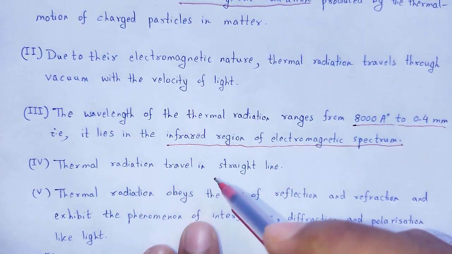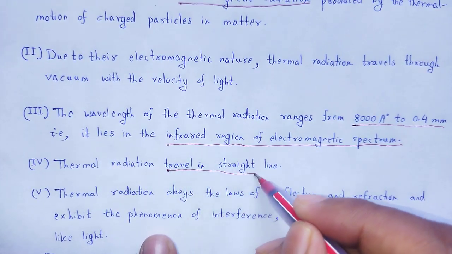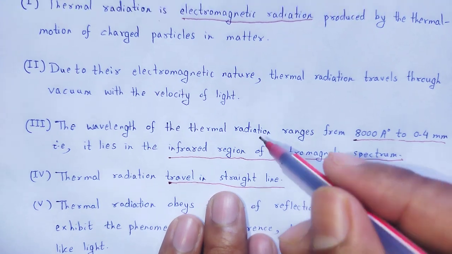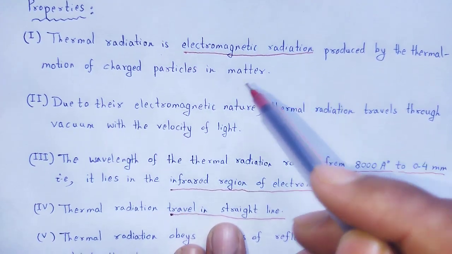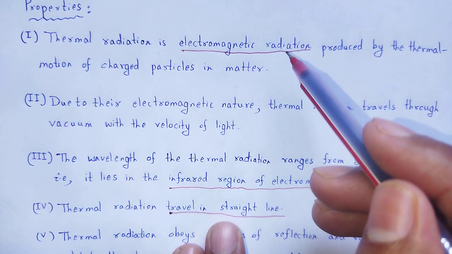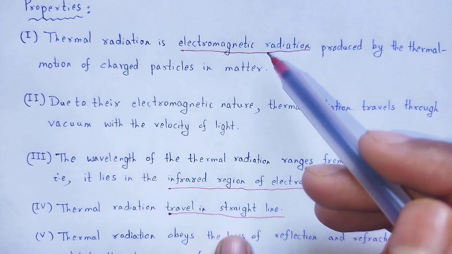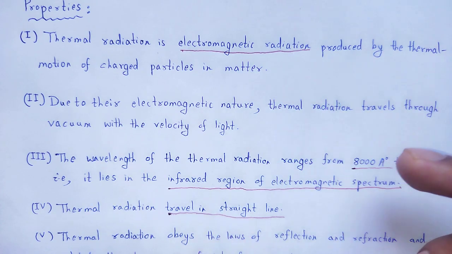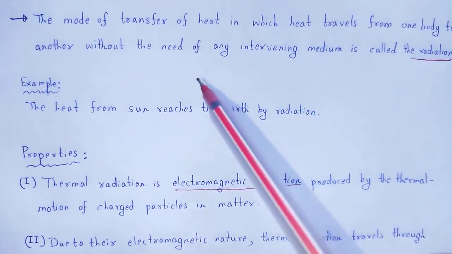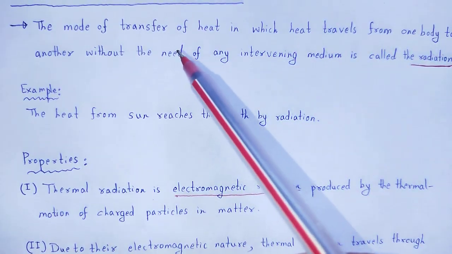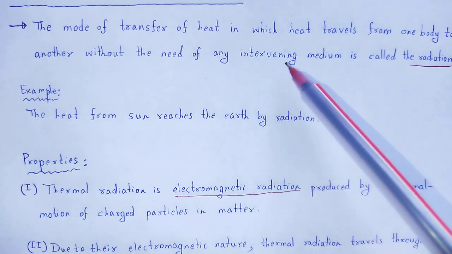The thermal radiation travels in a straight line, as this type of radiation is electromagnetic radiation. So it shows the properties of electromagnetic waves. For the propagation of electromagnetic radiation, we don't need any kind of medium. Therefore, the propagation of such kind of heat does not need any intervening medium.